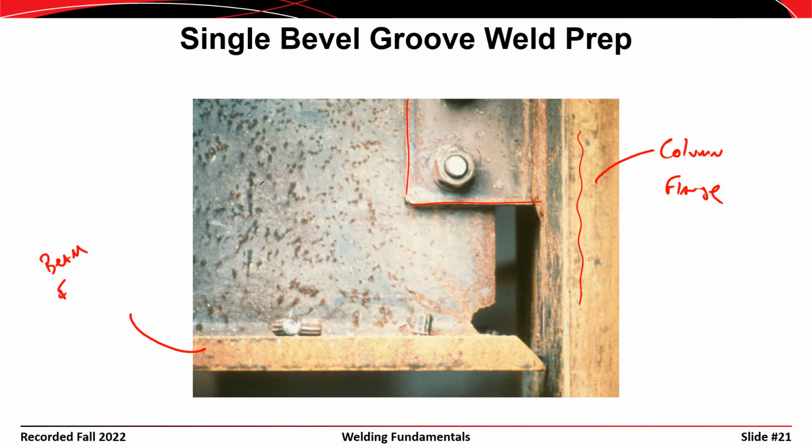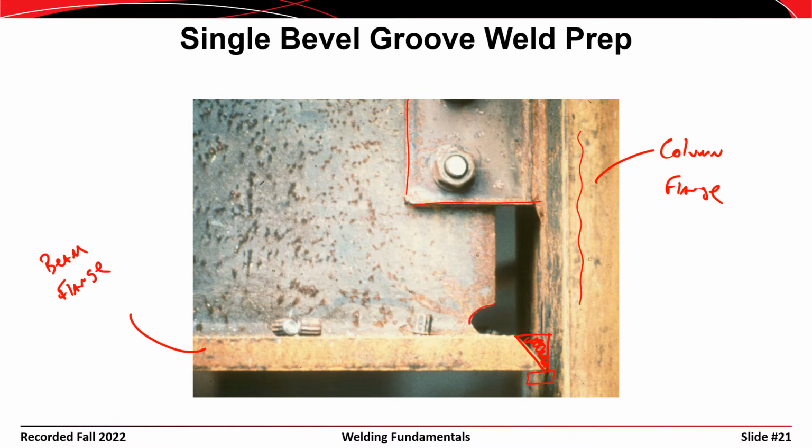And this has been prepped so that you can have a single bevel groove weld placed between the bottom flange of the beam and the flange of the column. So what they would do is come in and put a backing bar in here to close that gap, and then place weld metal in there to join the bottom flange of the beam to the flange of the column.